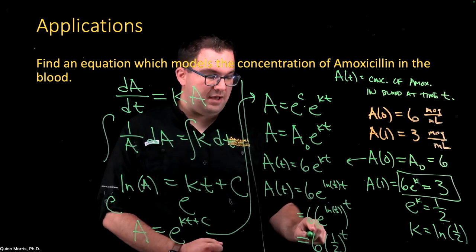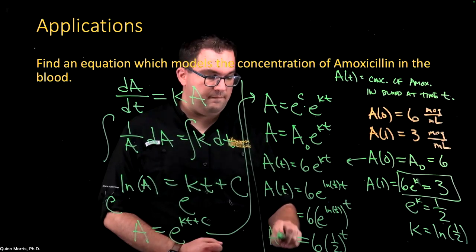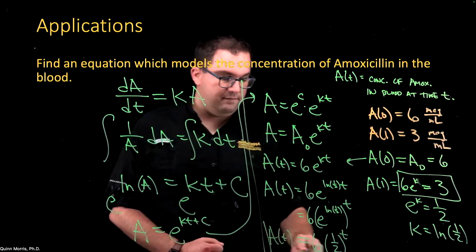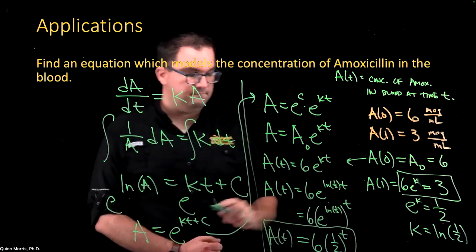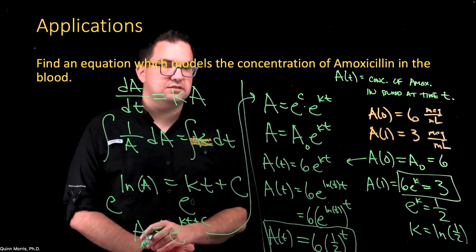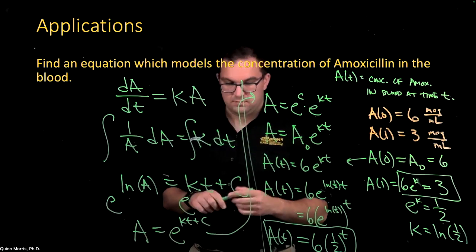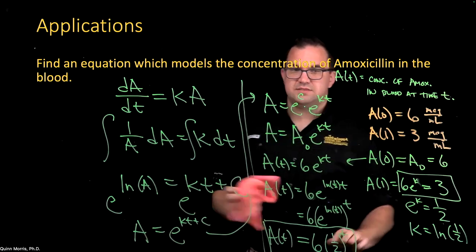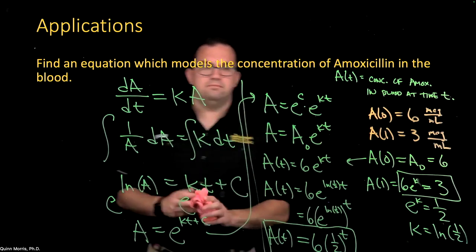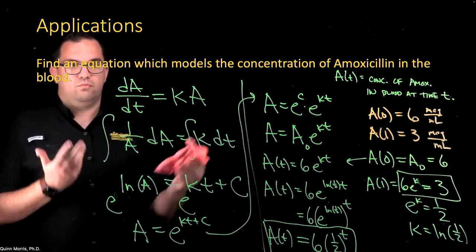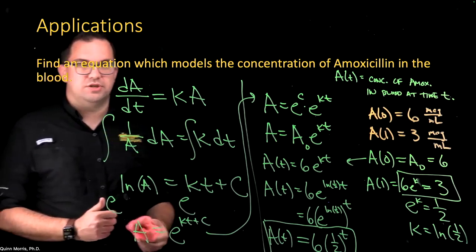And so I get my final model here, that A of t is equal to 6 times 1/2 to the t. Okay. All right. Now, that's all fine and great, but why might I want such an equation?